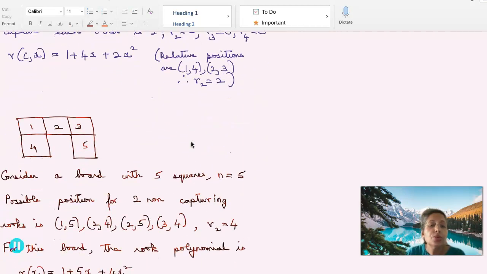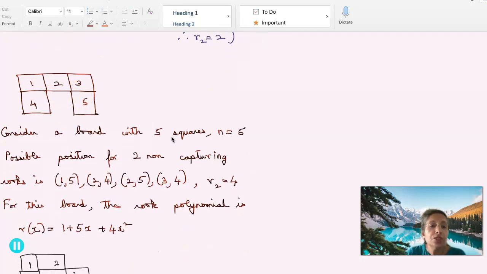Now consider a board with 5 squares, n equal to 5 here. So there are 5 squares here, and the possible positions for two non-capturing rooks will be 1 and 5, 2 and 4, 2 and 5, and 3 and 4. So R2 is 4 here. So what are the possible positions? 1 with 5, 2 with 4, 2 with 5 and 3 with 4. Notice that they cannot be in the same row or same column. So for this board, the Rook polynomial is R(x) equal to 1 plus 5x plus 4x squared.